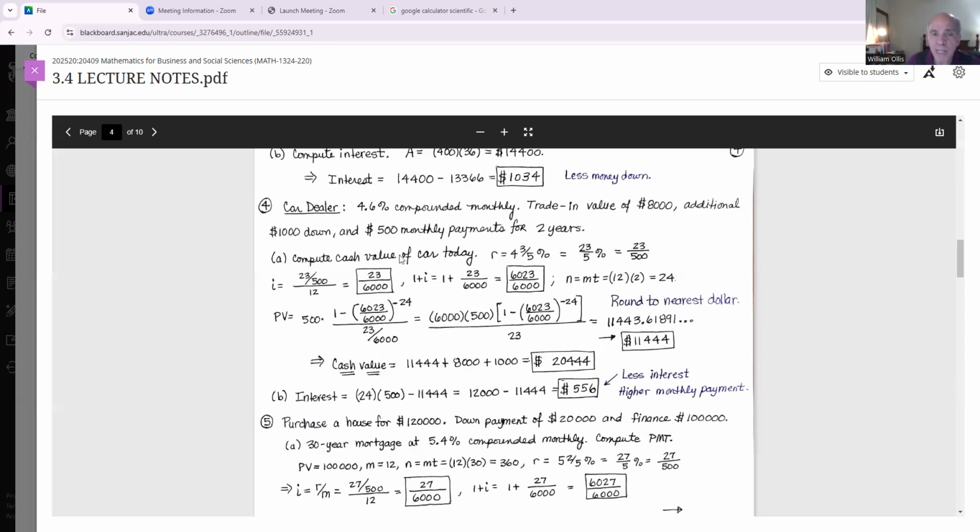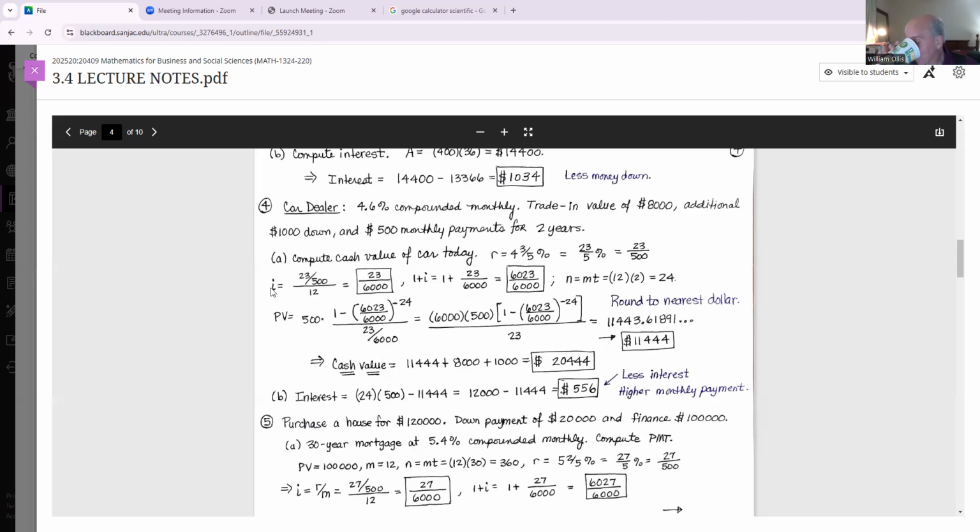So notice we have an annual interest rate of 4.6%. 0.6 is just 3/5. So we can now write the percentage as a fraction. So first we have 5 times 4, which is 20, plus 3 is 23 over 5%. And then, of course, just divide by 100, 23 being a prime number. We can't really do anything with that. That's fine. And now we need the periodic interest rate.